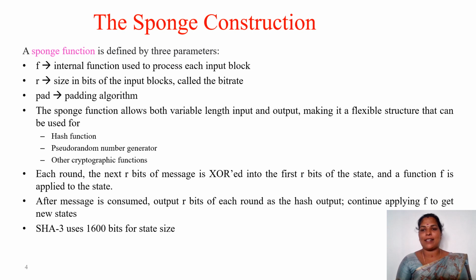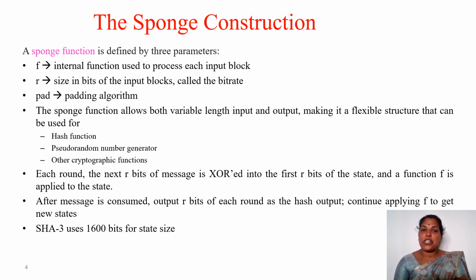So for sponge construction, they gave a name based on what their algorithm does. That's it. It's just a name of the function. Here the sponge function is defined by 3 parameters. F, that is the internal function used to process each input block. Then R, the size in bits of the input blocks, that is the bit rate. Then pad, that is the padding algorithm.